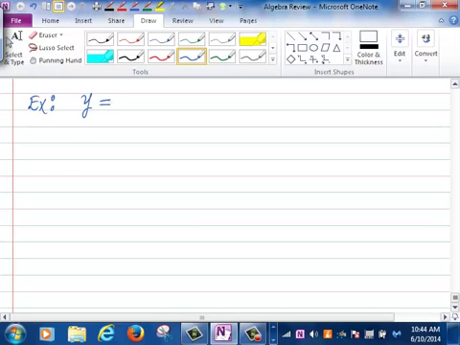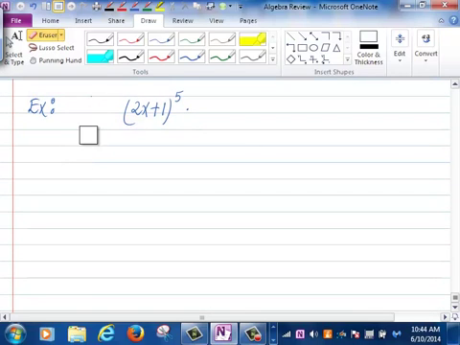Let's say I have the function y, and it's given to be 2x plus 1 to the power 5. What's the derivative here? Now, if I want to use the second form of the chain rule, I could say take z to be, oh, I'm using y here, right? Let me use a different symbol here. Let me say this is capital F of x.